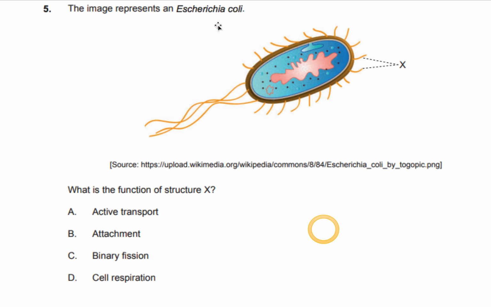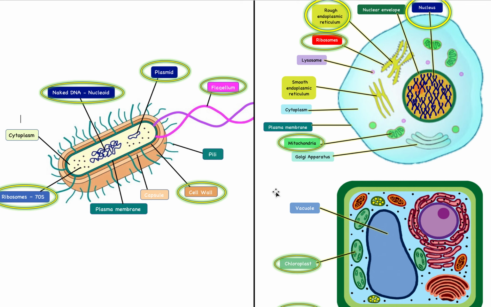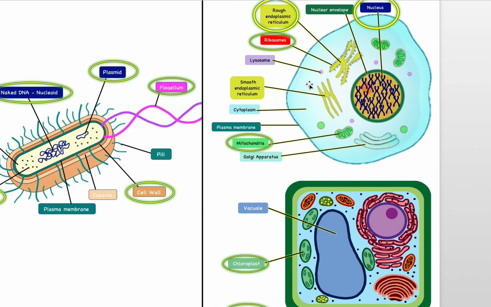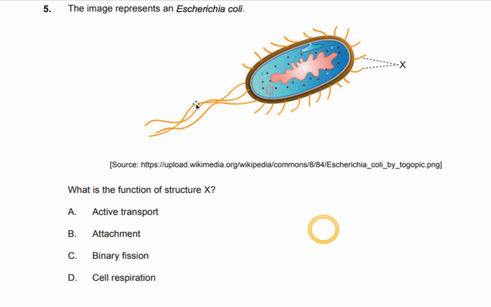Give it a go yourself. So what we have here, this image represents E. coli. E. coli is a type of bacteria, and we know bacteria are prokaryotes. So this image they're showing here is pretty much a prokaryote, a bacteria, a specific species of bacteria called E. coli.